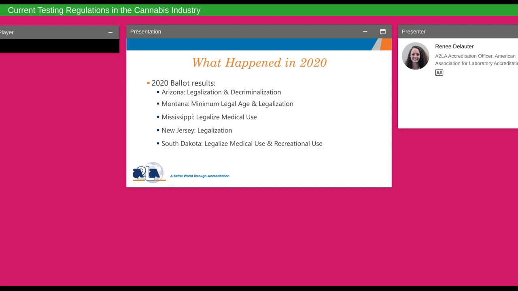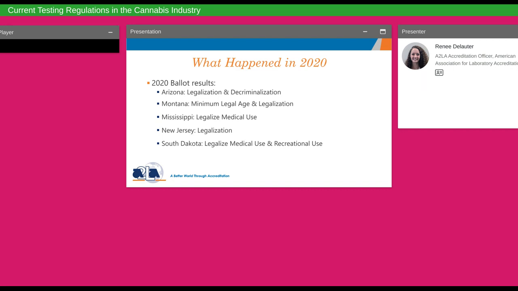The state of New Jersey has officially signed their bill into law, and they are now working on license requirements for growers, distributors, testing laboratories, and other requirements for testing labs. Currently, New Jersey does not require laboratories to be ISO IEC 17025 accredited for medical marijuana testing, so it'll be interesting to see if it becomes a requirement for recreational use laboratories.